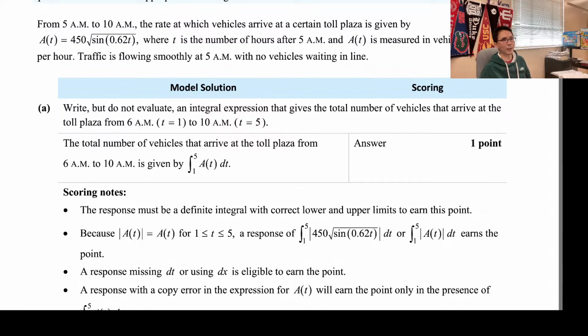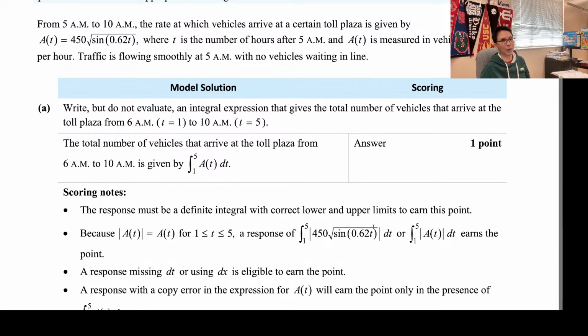Another way to think about it is like a velocity of the people coming in. If you integrate the velocity, you're going to get displacement. A lot of time people think the particle motion is not the same as this question. They are exactly identical, just different wording. It's just integration from 1 to 5 of A(t) dt. This is kind of like displacement.